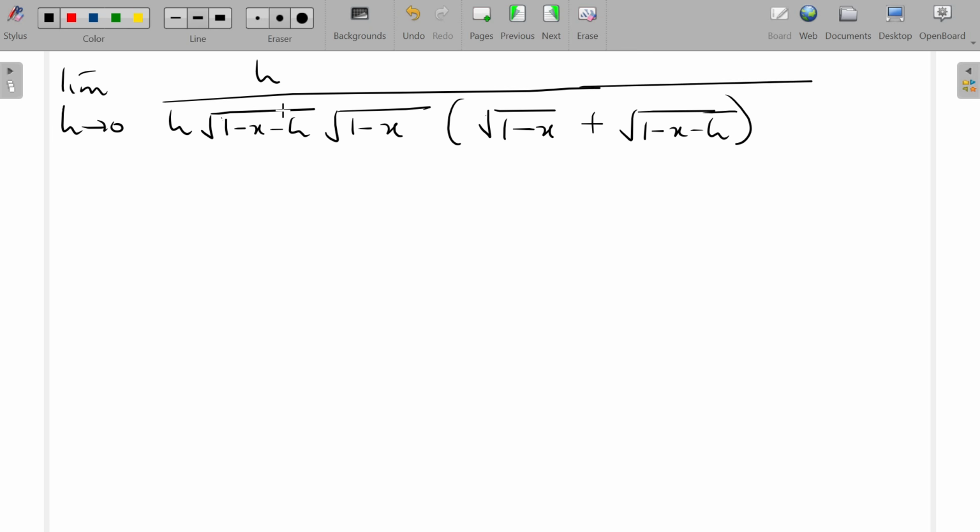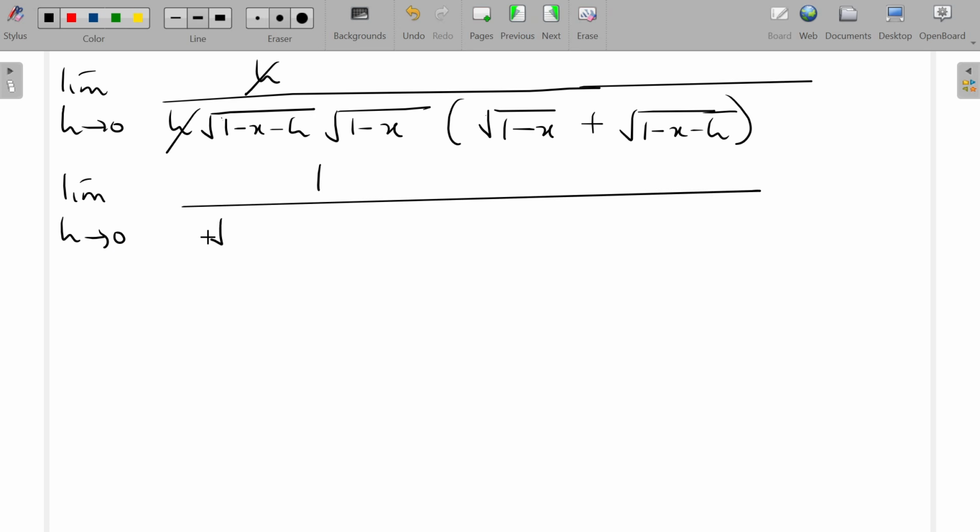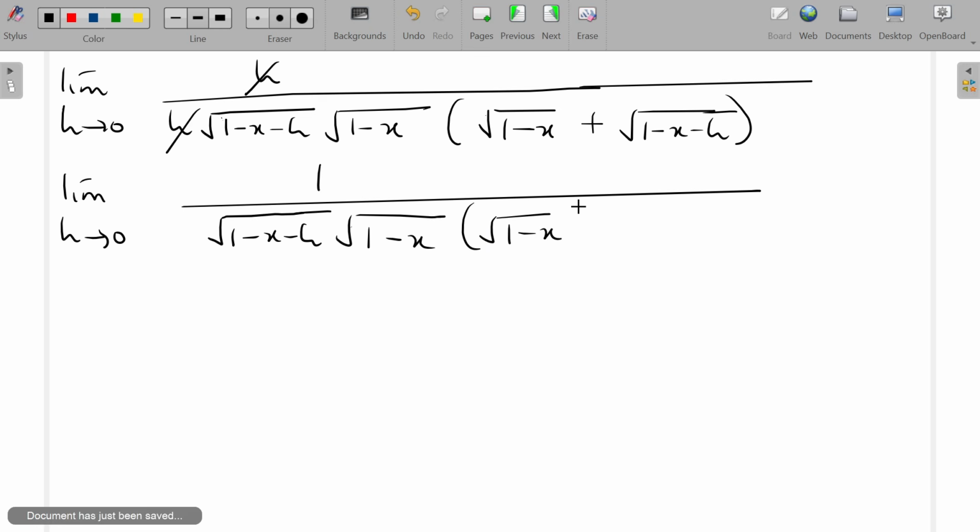Here you're going to realize that now you have an h on top, you have an h at the bottom, and these are multiplying. These can divide. So on top I will remain with a 1. I'm going to have limit as h approaches 0 equals 1 over the square root of 1 minus x minus h, then the square root of 1 minus x, plus the square root of 1 minus x minus h. That is what I'm going to have.